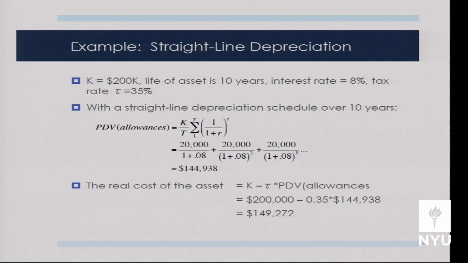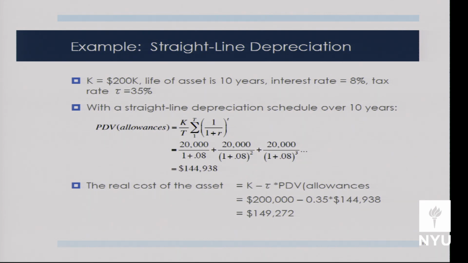So the government's going to say it's a $200,000 thing, it's going to live for 10 years, and you can take $20,000 a year for 10 years. But we know that the PDV of those depreciation allowances is not $200,000. We know it's something less than $200,000. How much less? We'll have to calculate it. So calculating depreciation allowances, we're going to take K divided by T. That's the amount per period we can take. That's 200,000 divided by 10, which is 20,000. And we're going to discount for each time period from 1 to 10.